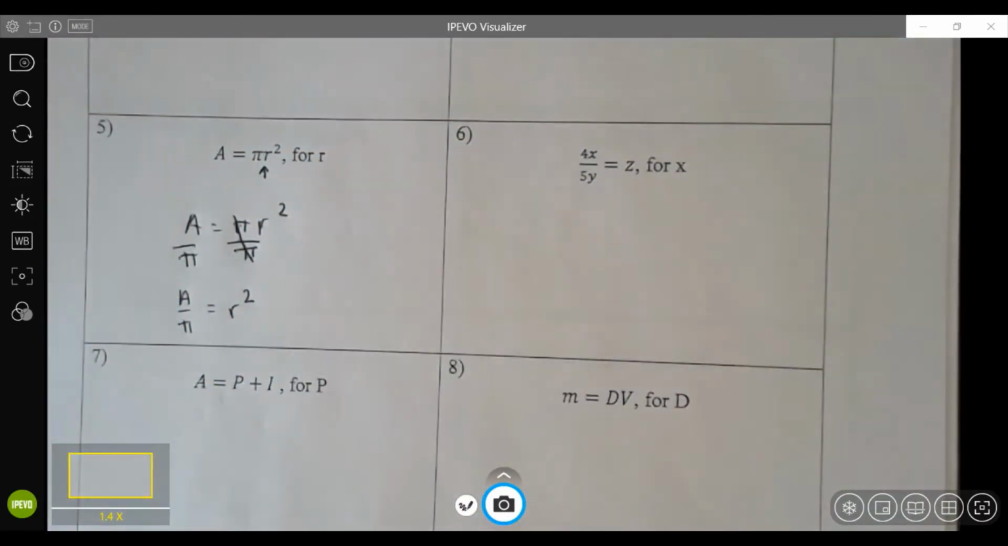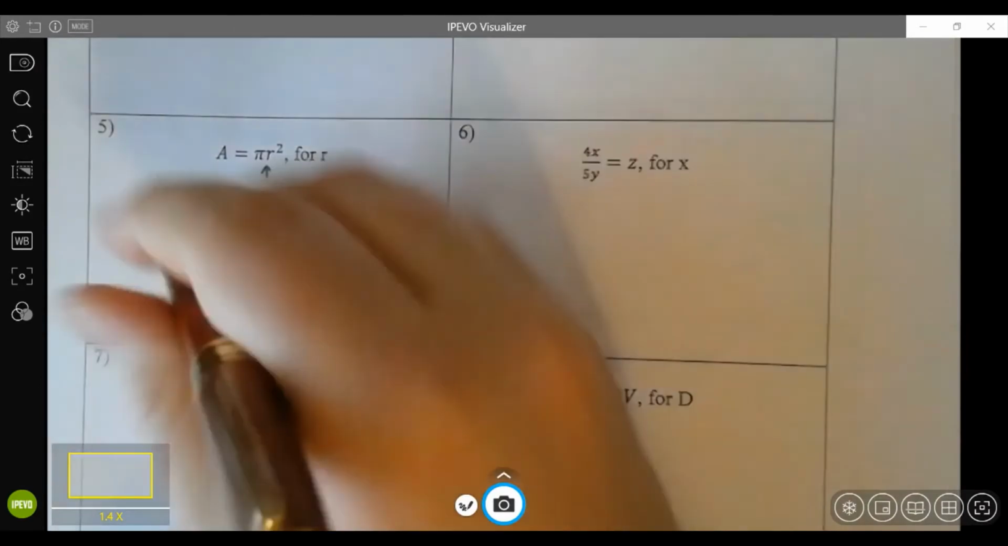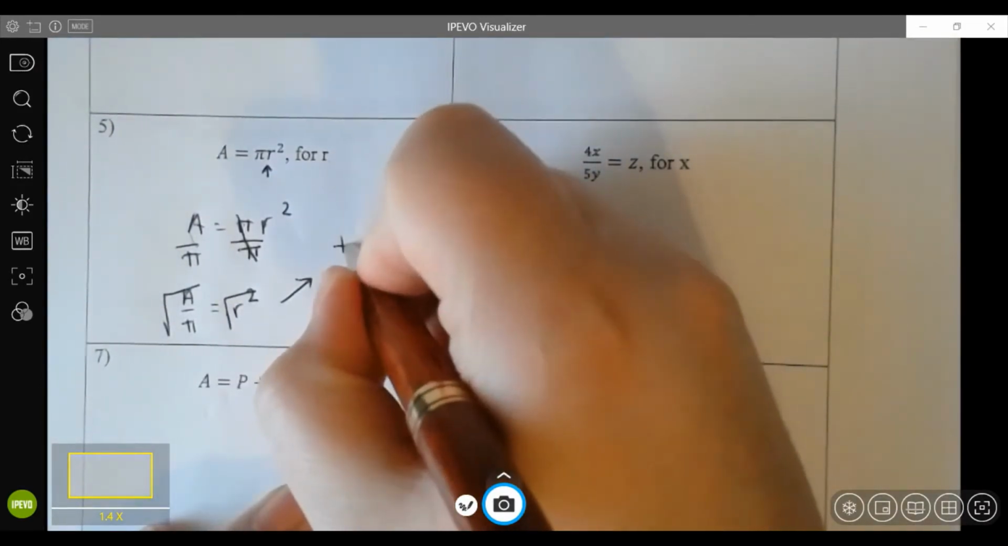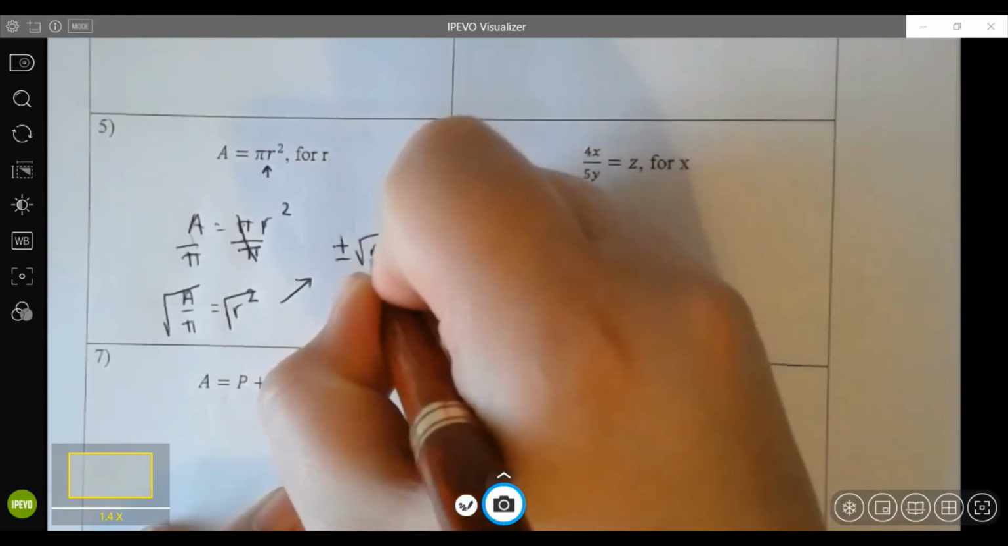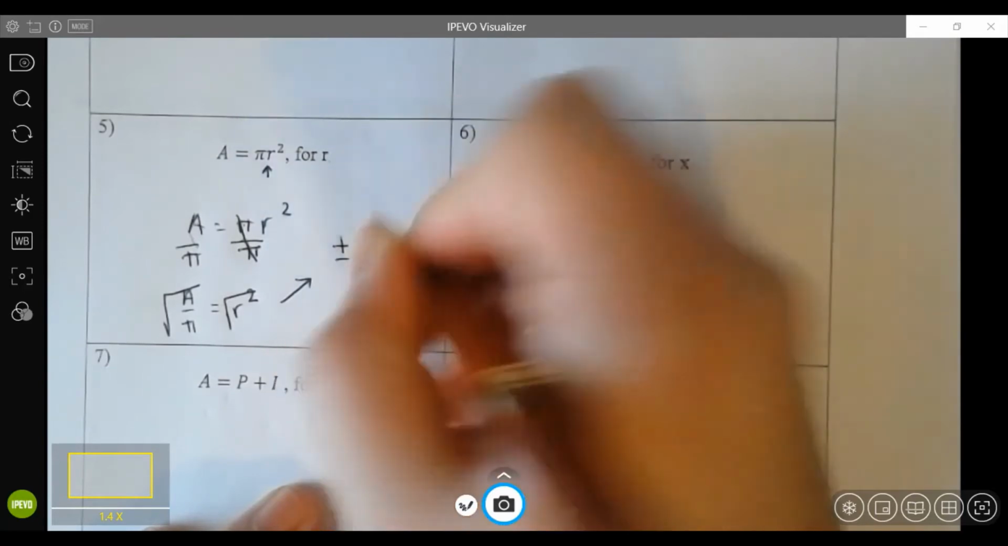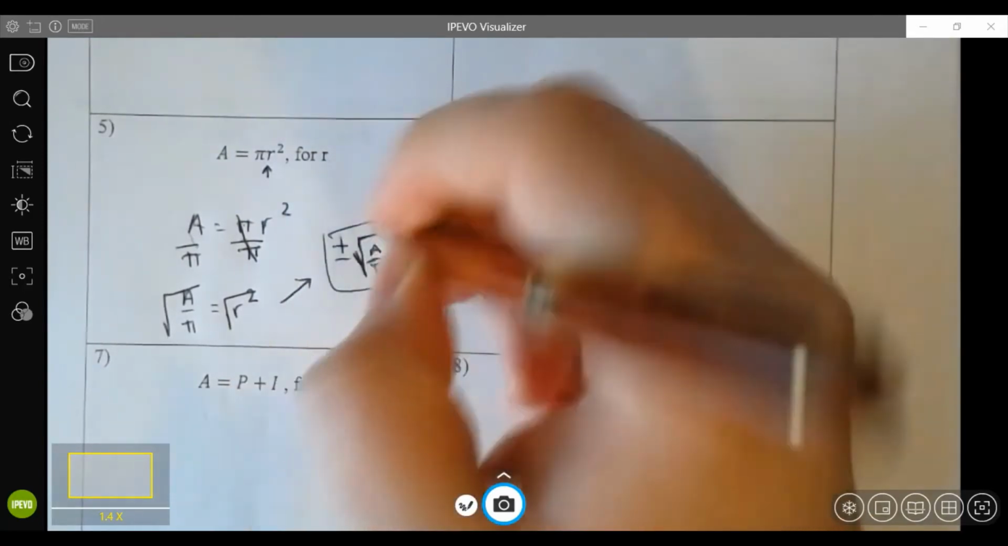And then we got to get rid of the power of 2. We just want this to say r. So we're going to take a square root of both sides. So this gets me plus or minus the square root of a over pi equals r. And this is your solution for that one.